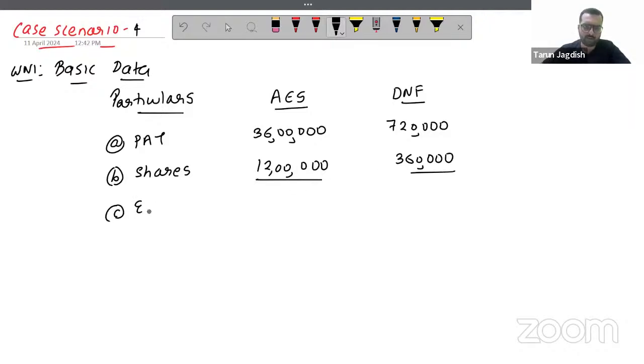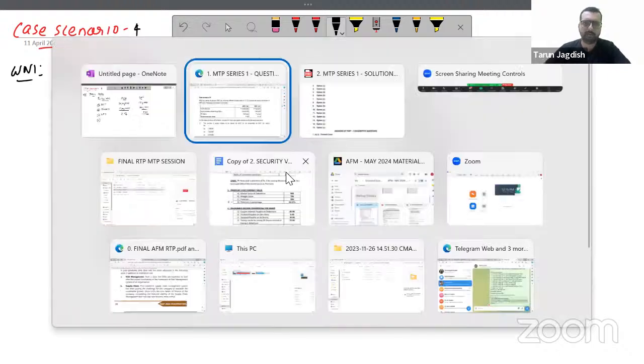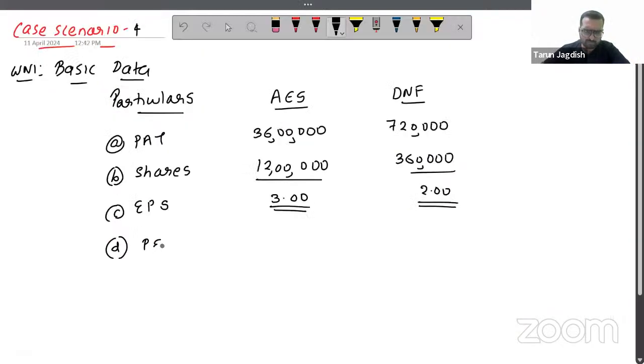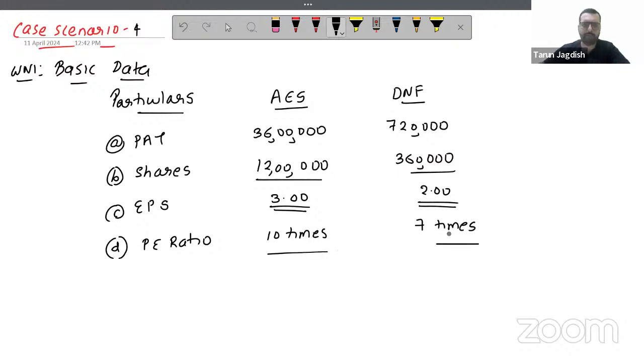From this, what can I find out, friends? Can I find out the EPS? And you will get the answer as 2 for the second one. Okay. They have given you the PE ratio. How much is that? 10 times and 7 times. So from this, we can find out the market price per share. So what will be the market price per share? It will be 30 and here you will get 14.